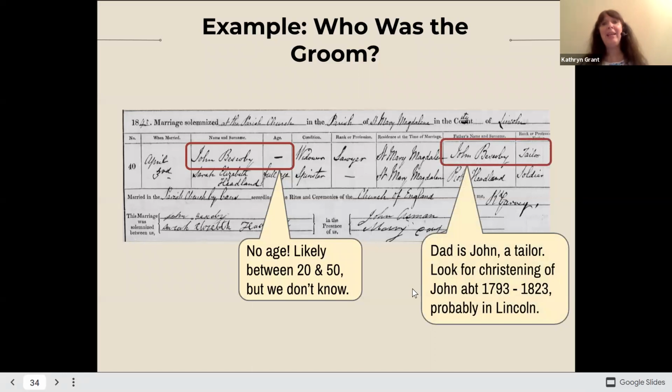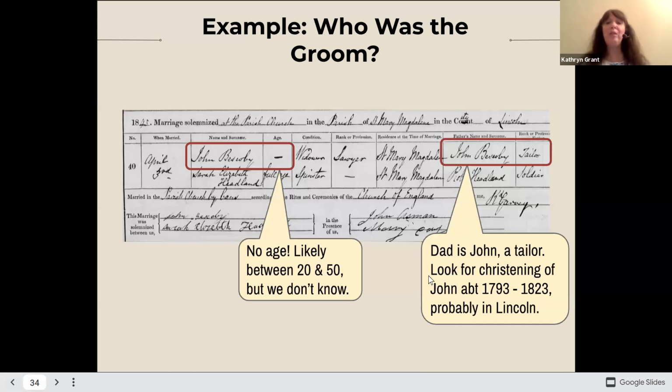Then, thank goodness, the father was listed and the occupation was listed. And tailor is a pretty unique occupation in England, at least in my family. Many of my ancestors were agricultural laborers and miners. They were the poor segment of society. So to find somebody who is a tailor is wonderful because that's an easy occupation to try and match to other records. So I would presume that his dad would be a tailor on John's christening record.